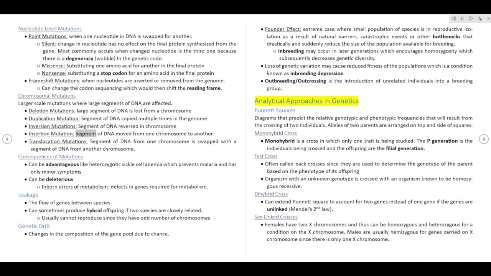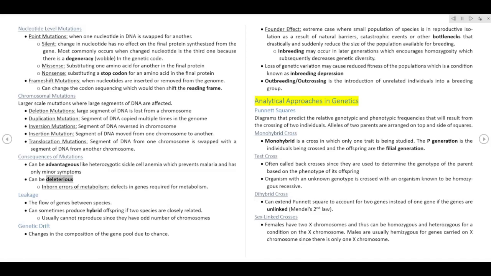Insertion mutation, where a segment of DNA is moved from one chromosome to another. Translocation mutations, where a segment of DNA from one chromosome is swapped with a segment of DNA from another chromosome. Consequences of mutations can be advantageous, like heterozygotic sickle cell anemia, which prevents malaria and has only minor symptoms.